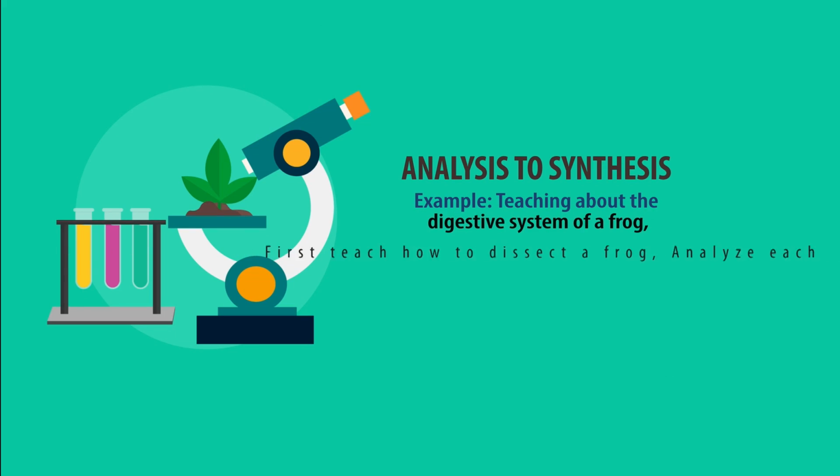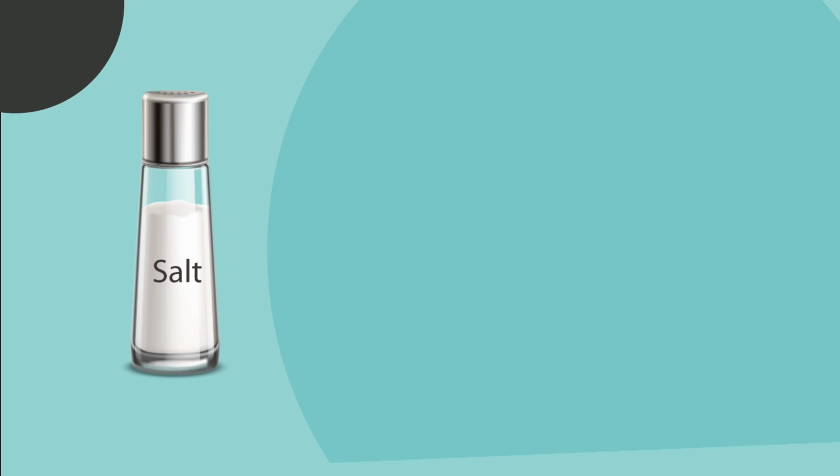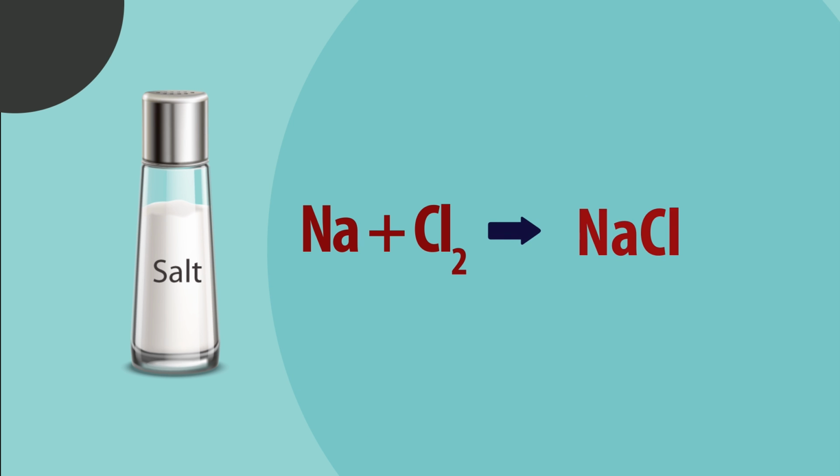While teaching about digestive system of a frog, the student should be made to dissect a frog first, analyze each part of the digestive system and then study it by seeing the relationship of one part with another. Similarly, for knowing the composition of salt, it may be analyzed into its elements and then knowledge about composition and property of various elements or parts of a thing in totality could be understood.